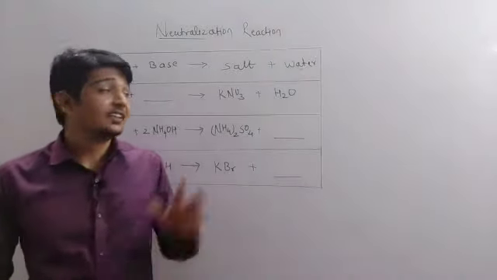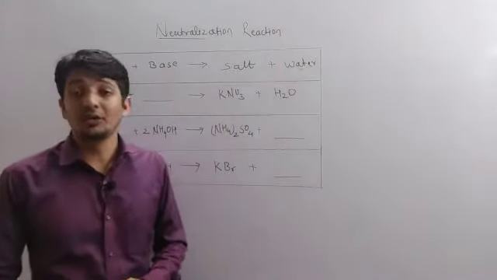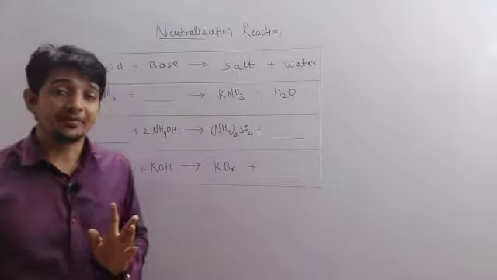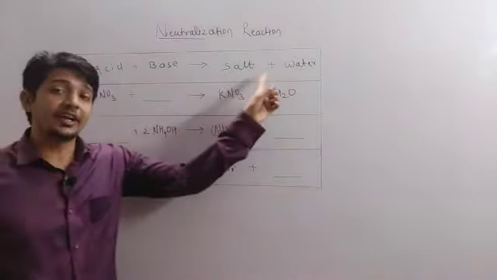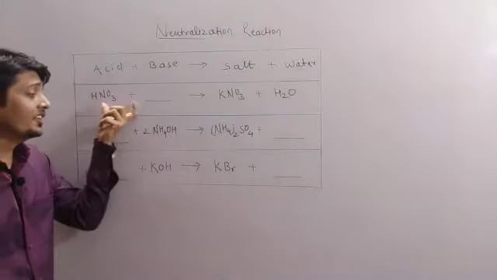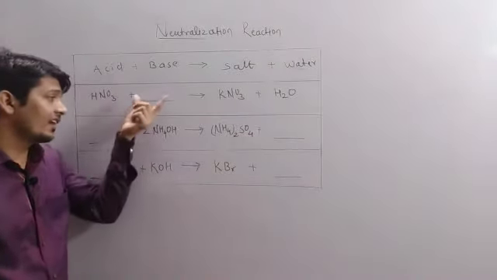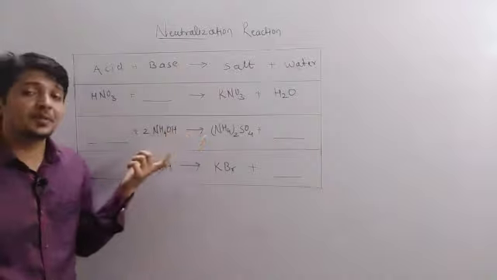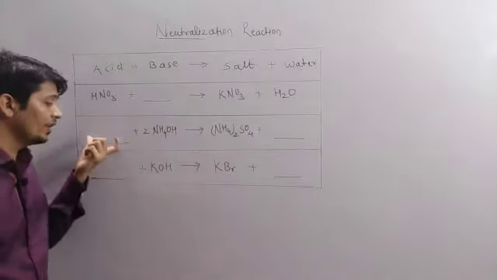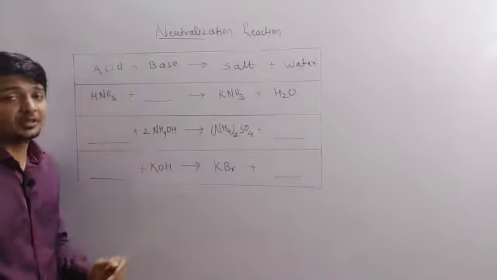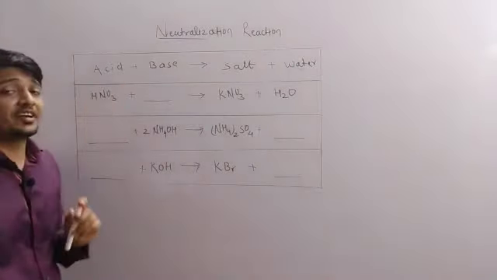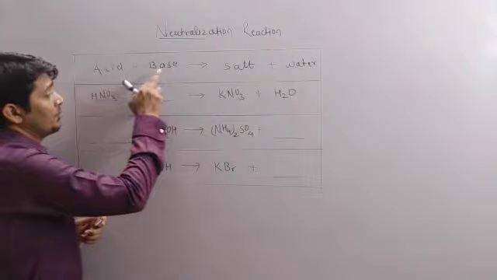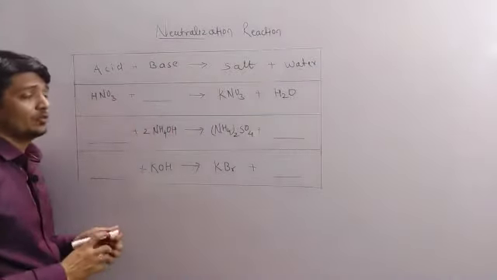So students, this is the activity given in your textbook, page number 65. It says acid plus base equals salt and water. Here three examples are given and there are some blank spaces that we have to fill. So we know the neutralization reaction is acid plus base equals salt and water.